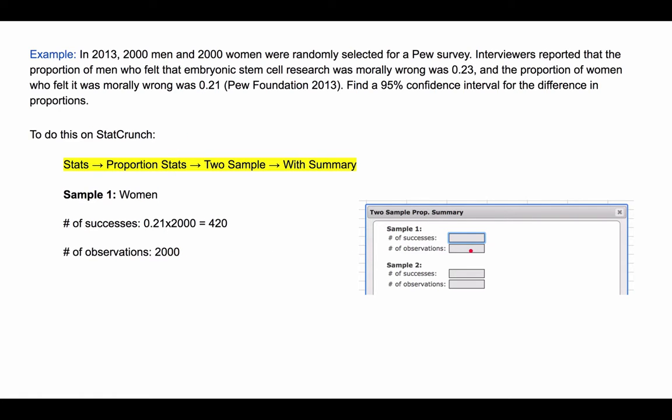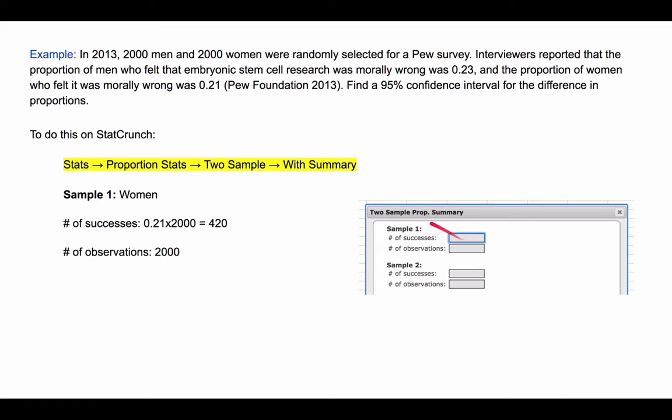And then for number of successes, this just means how many women have the opinion of interest. And so we're told that 0.21 or 21% of the women believe stem cell research is wrong. So if we do 21% of 2,000, we get 420 women believe stem cell research is wrong. And that's what will go in this box here.